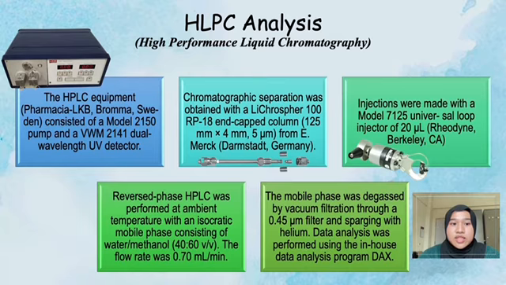The reverse phase HPLC was performed at ambient temperature with an isocratic mobile phase consisting of water and methanol with the ratio of 40:60. The flow rate was 0.7 ml per minute. The mobile phase was then degassed by vacuum filtration through a 0.45 micrometer filter and sparging with helium. Data analysis was then performed using the in-house data analysis program, DAX, also known as Data Analysis Expression.